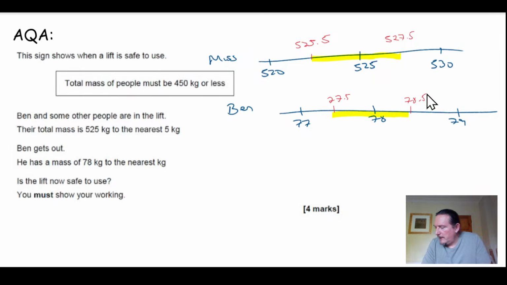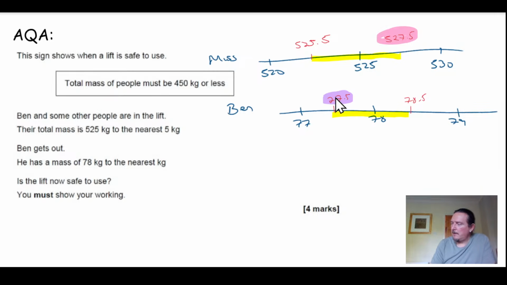Okay? So if he gets out, now with safety, you want the worst case scenario, don't you? If you want to make sure something is safe, you need to consider the worst possible case. So the worst possible case is that everybody in the lift were at the upper end to start with, at the heavy end of the weight range. So the mass of all the people were at the top end of that error bound, and Ben is at the skinnier end of his. So when he gets out, the weight drops by the least possible amount.